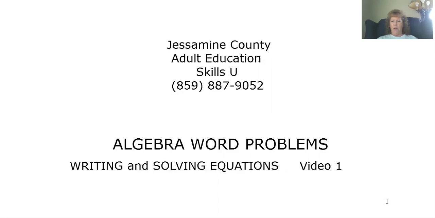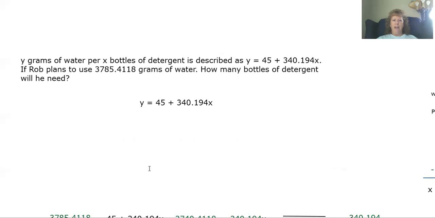So the first problem I want to look at is a fairly easy substitution problem, but because it's surrounded with so many words, it can be overwhelming. So let's stick through the reading part just enough until we can break it down and get to the core pieces of the problem. Y grams of water per X bottles of detergent is described as this equation. If Rob plans to use this large amount of grams of water, how many bottles of detergent will he need?